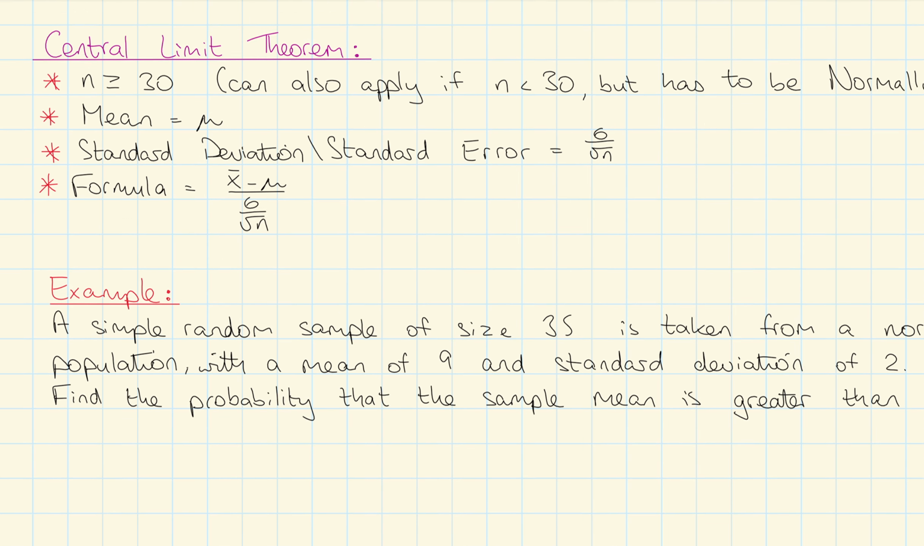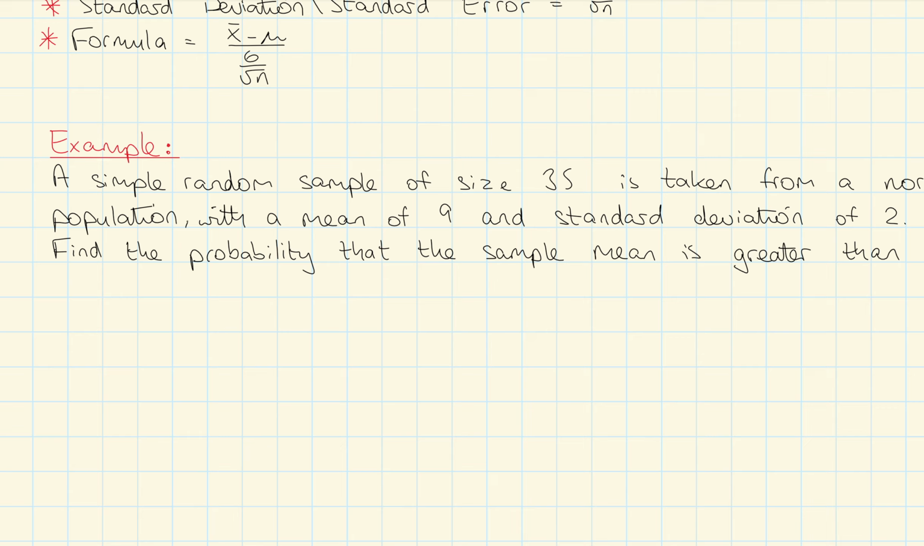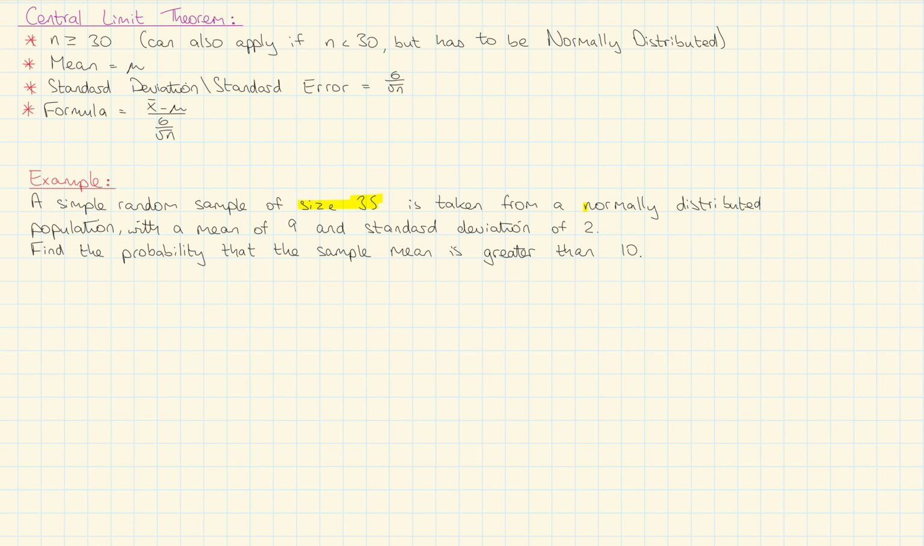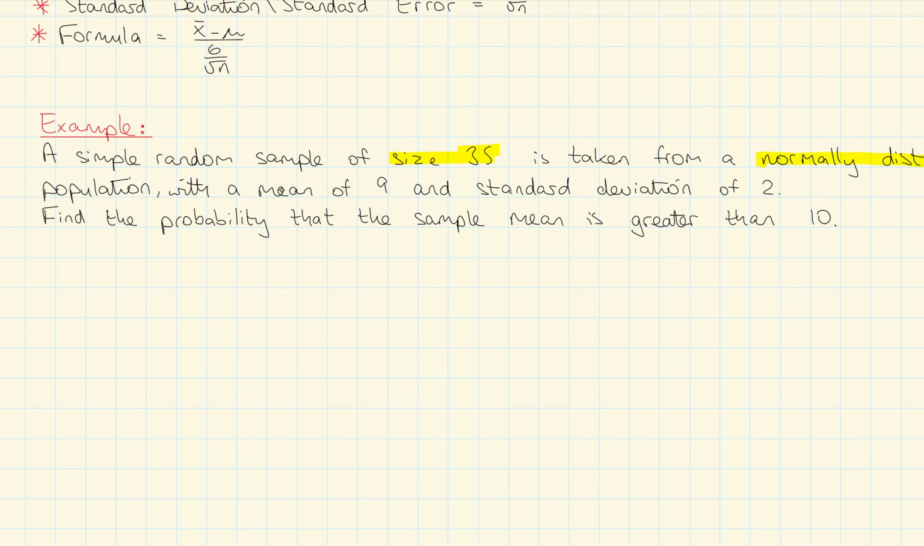Okay, we'll have a look at a question. So simple random sample. So we have a sample of size 35, that's my n. They tell me it's normally distributed, so I know now I can use empirical rule, z-scores, normal distribution, those kind of things. So we have a mean of 9, standard deviation of 2. In the question itself, they want the probability that the sample mean is greater than 10.